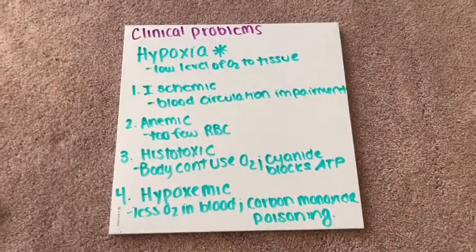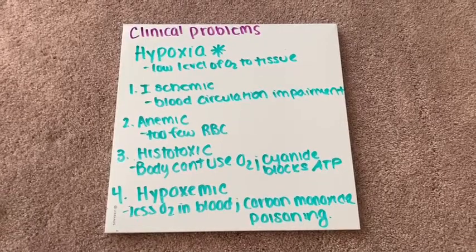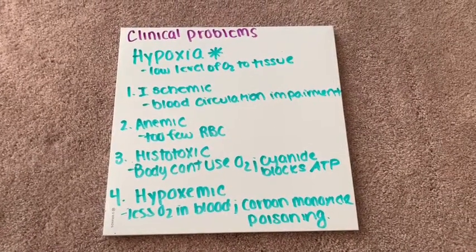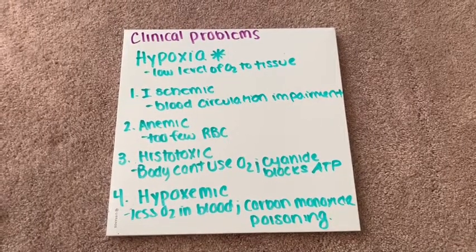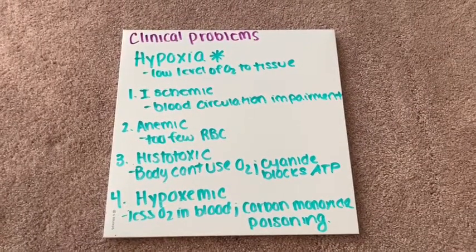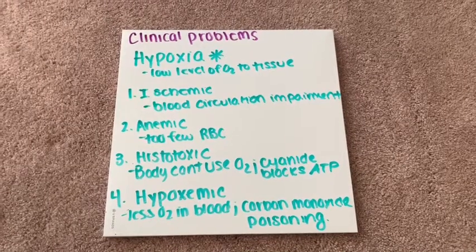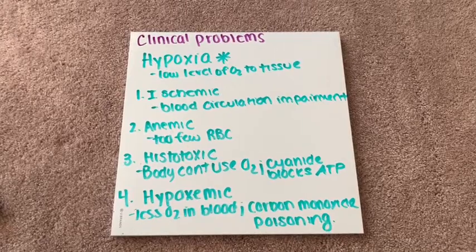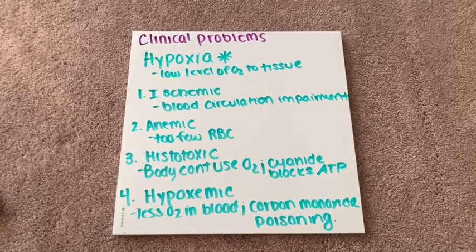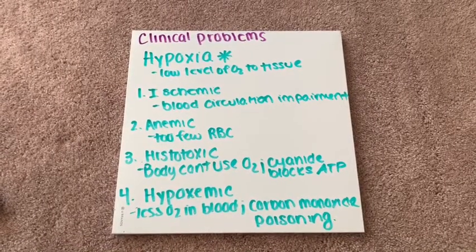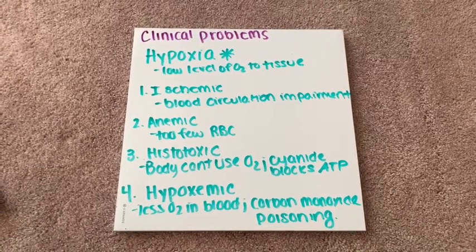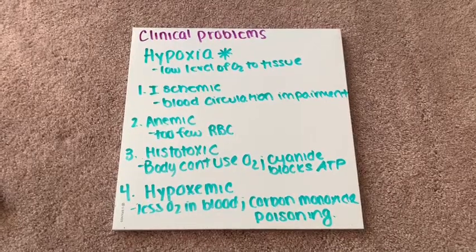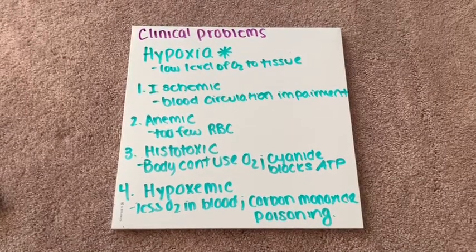Last but not least of the clinical problems, we have hypoxia, which is low levels of oxygen to the tissue. Now, excuse me if I say this wrong, but ischemic hypoxia, where the blood circulation has been impaired, anemic hypoxia, where there are too few red blood cells, histotoxic is where the body can't use oxygen, cyanide blocks ATP. The fourth is hypoxemic, which is less O2 in the blood. This is carbon monoxide poisoning.